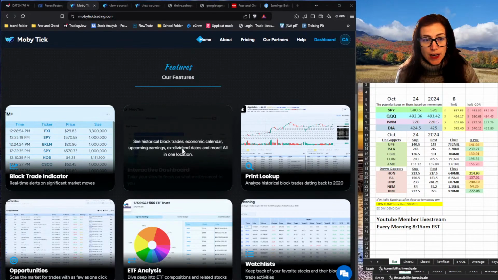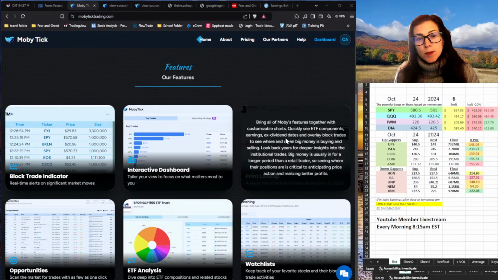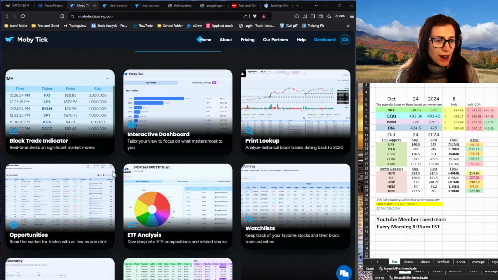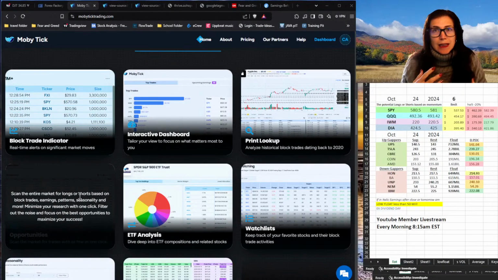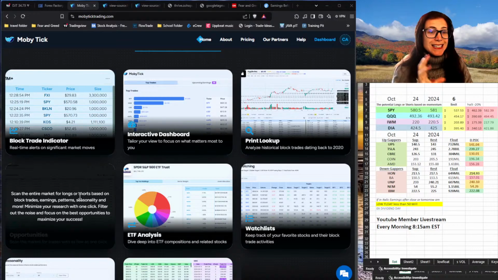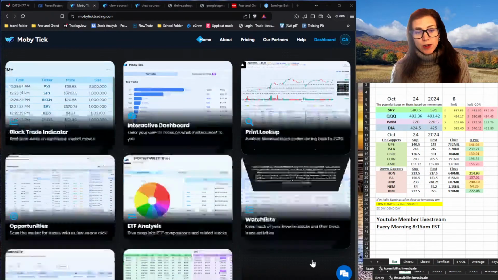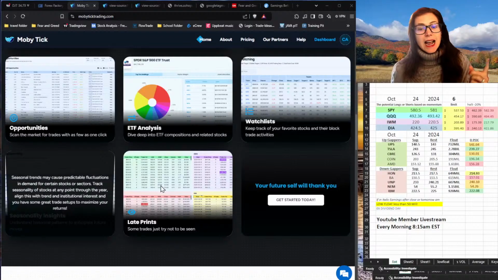Then we have the interactive dashboard, where you can see the historical block trades, economic calendar, upcoming earnings, ex-dividend dates, and more. The print lookup, where you can look up all of the prints and you see them on the chart. This one is one of my favorites. You might not be super amazing at analyzing the information or putting it together, but we do have an opportunities tab on there, and you are able to see all the amazing opportunities. Then we have the ETF analysis, create your own watch list, seasonality, and late prints as well.